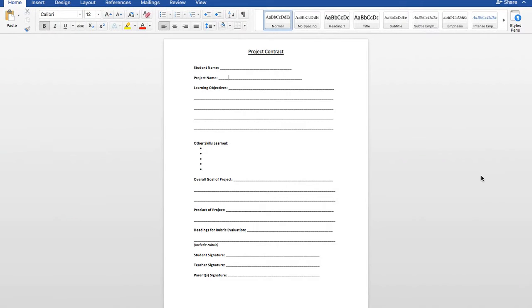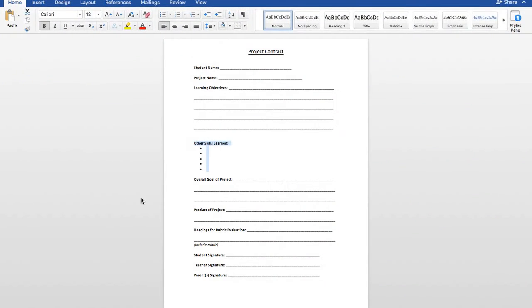But there shouldn't be more than 2 or 3 learning objectives, because this is what they're going to be held accountable for their mastery. So when you go to evaluate this product and whether they mastered it or not, you're going to turn to these learning objectives and determine whether they met them or not. You see here the other skills learned. These are skills that aren't necessarily learning objectives, but are valuable 21st century skills that they're learning. So it could be that they have to do research, and because they're doing research, they're learning that skill of research. It could be they have to give a presentation, so they're learning that skill.